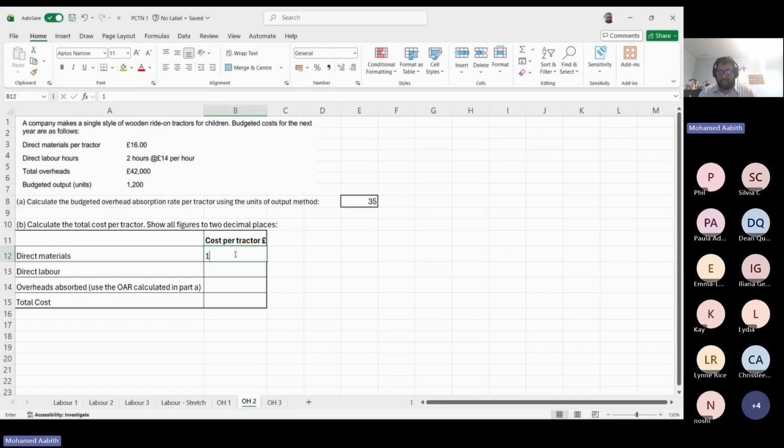What is the direct material? It's going to be £16. Everything needs to be 2 decimals, so I'll choose that to 2 decimals here. How much is the labor? It's going to be 2 times £14. It's going to be 28.